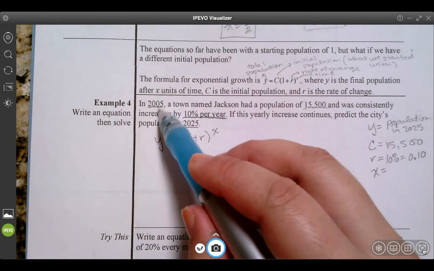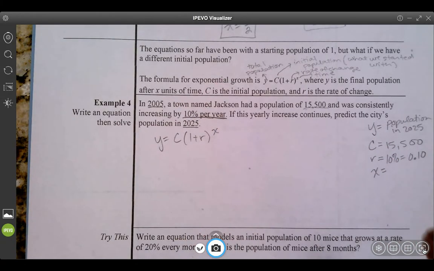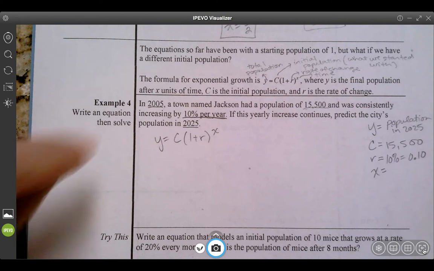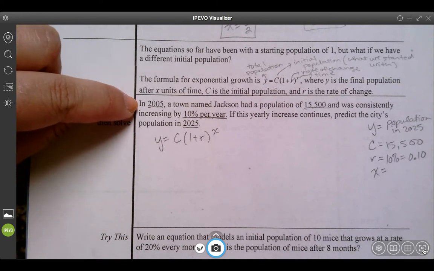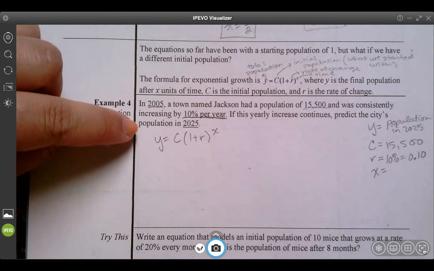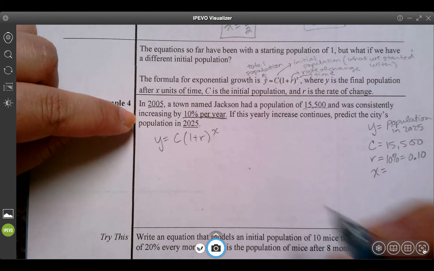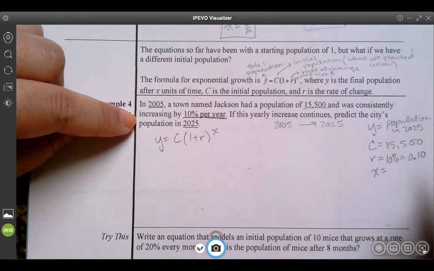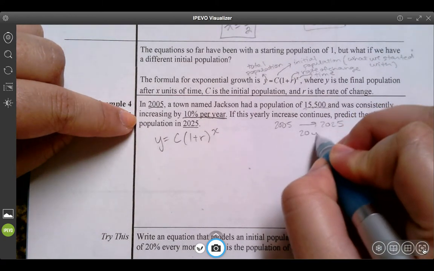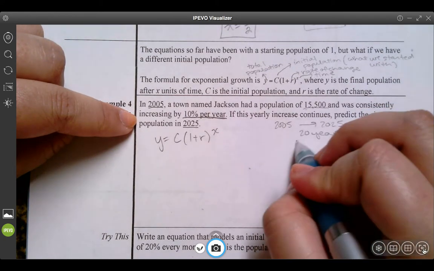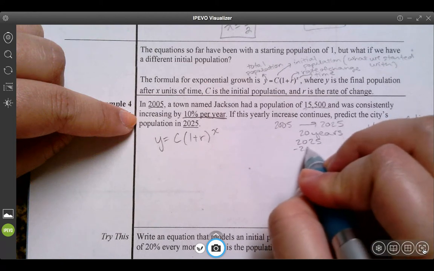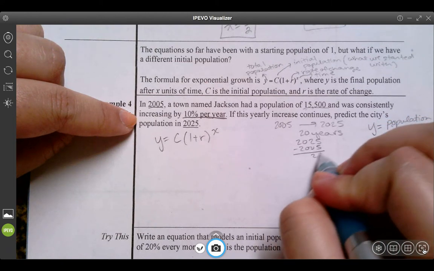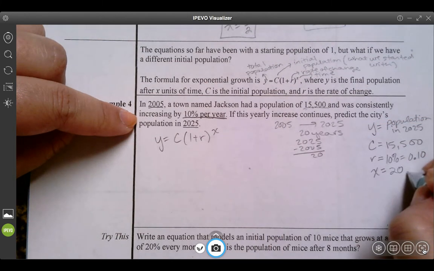And this is one that we have to look at in the question more carefully. Okay, the starting population was in 2005. My ending population is in 2025. So how long has the population grown? Well, if we go from 2005 to 2025, I can say that's 20 years. Algebraically, we calculate that as 2025 minus 2005 gives us 20. So X is 20 years.